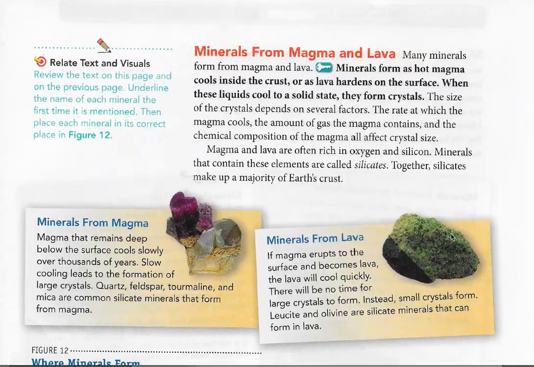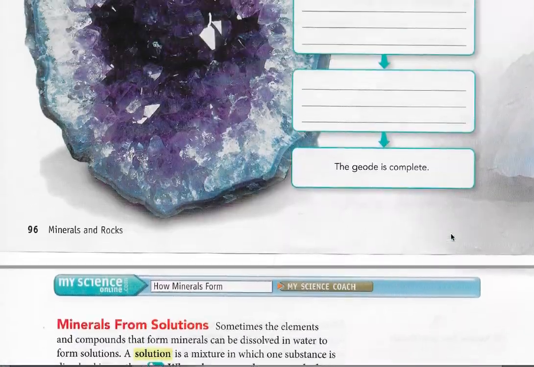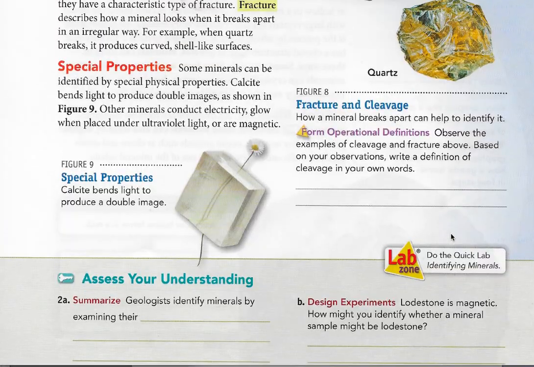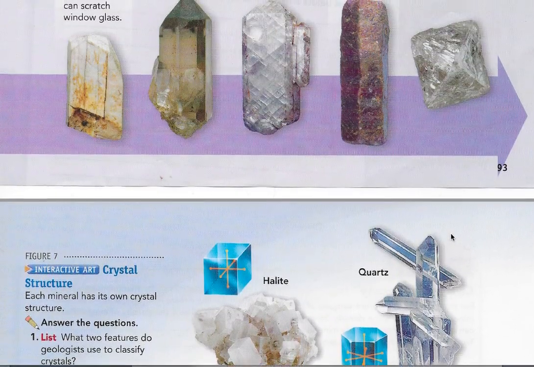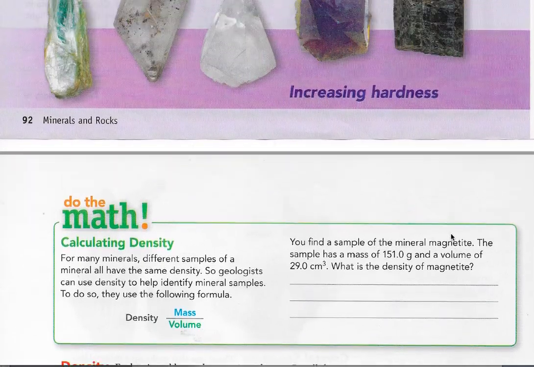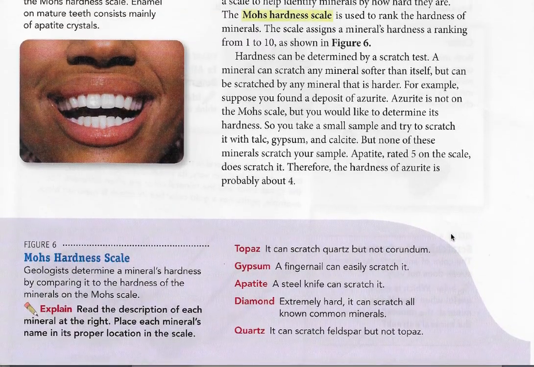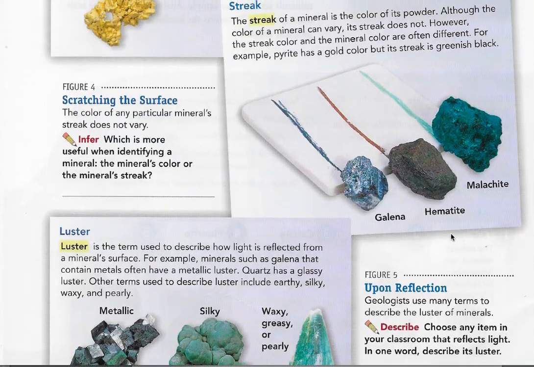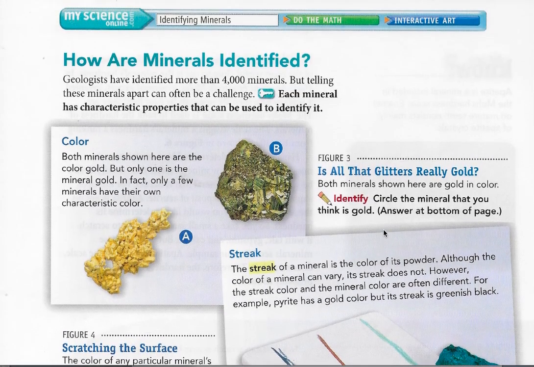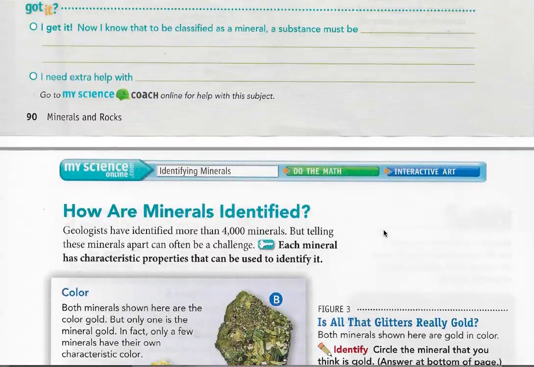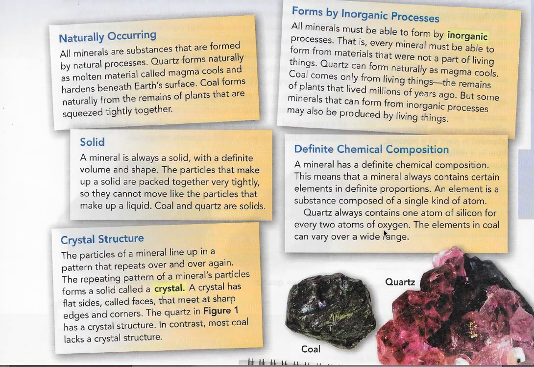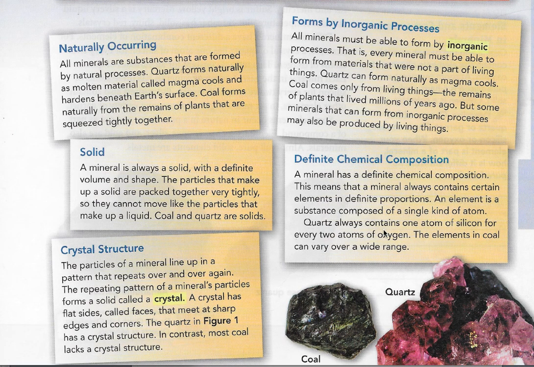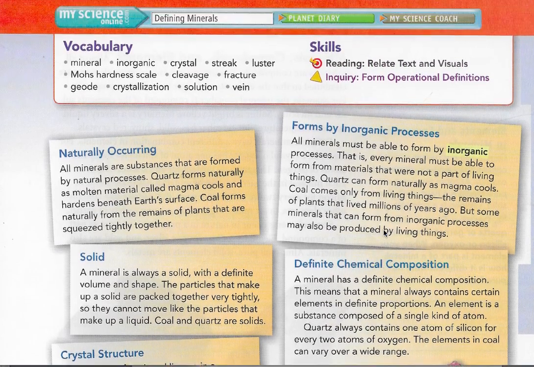Boys and girls, as you can tell, this is a lot of information. I encourage you to listen to this several times or read it yourself several times. Study these notes. A lot of the stuff that we covered we'll practice in class, so don't panic. But you will have to know it. You will have to be able to use these properties to test minerals and identify them. You must know the five characteristics a substance must have in order to be considered a mineral. Here they are: naturally occurring, solid, crystal structure, formed by inorganic processes, definite chemical composition.